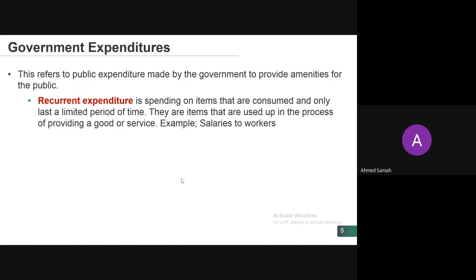So government expenditures are of two kinds, one of which is recurrent expenditure. Recurrent expenditure is spending on items that are consumed and only last a limited period of time. They are items that are used up in the process of providing a good or service. So recurrent expenditure occurs every fiscal year, again and again. For example, salaries.